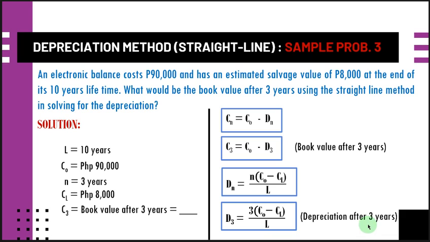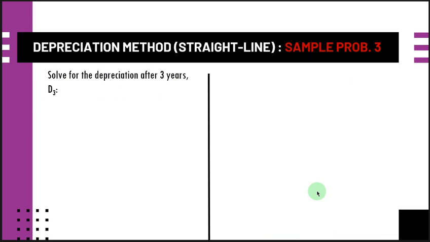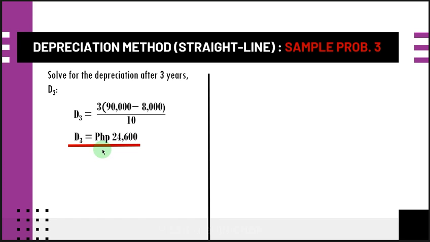So substituting, we can proceed now directly to solve for the total depreciation after 3 years, D sub 3. We have now this 3 as our N, our C sub O, the original cost, is 90,000, minus the salvage value of 8,000, all over L, which is 10. So we can get now the value of our total depreciation after 3 years, which is equal now to 24,600 pesos. So we are not yet done.